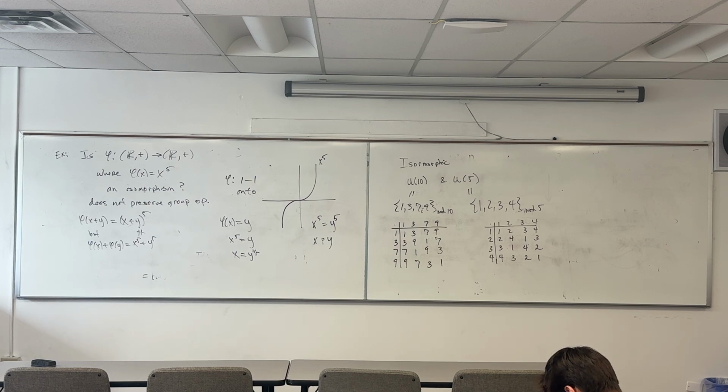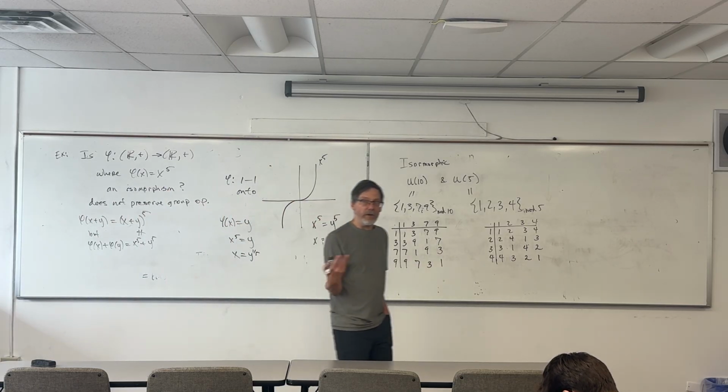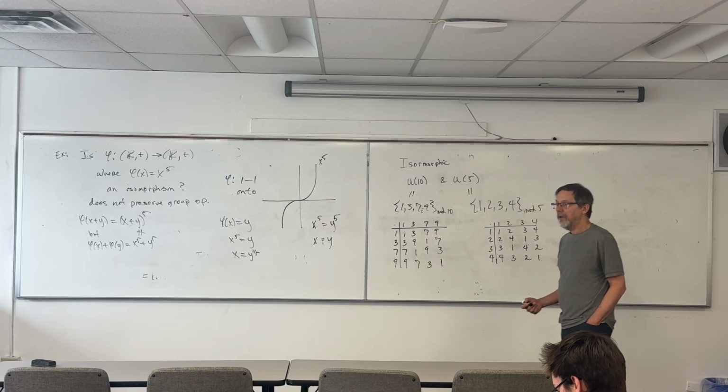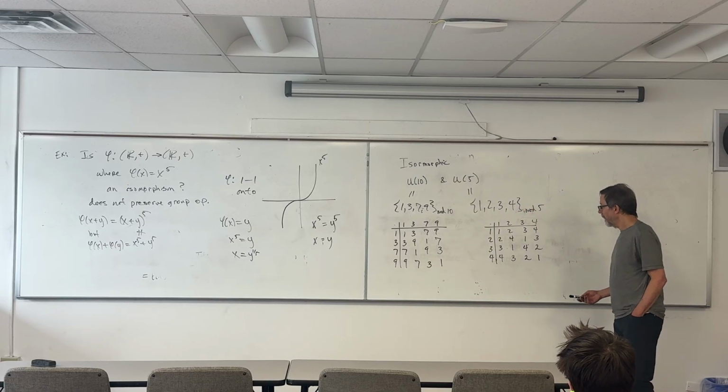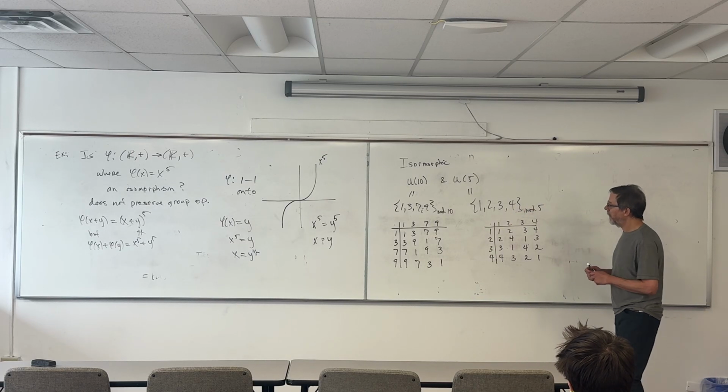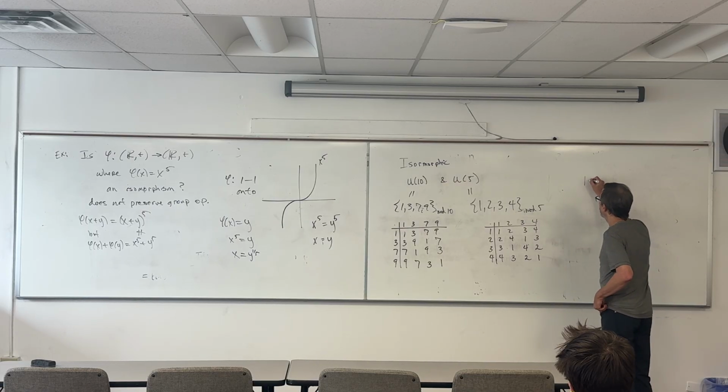This one's actually not so bad. There's some anchor points, right? What are the anchor points? Well, you can map them to each other: 1 maps to 1, 3 maps to 2, 7 maps to 3, 9 maps to 4. What did you say it was? 1 to 1, 3 to 2, 7 to 3, and then 9 to 4.